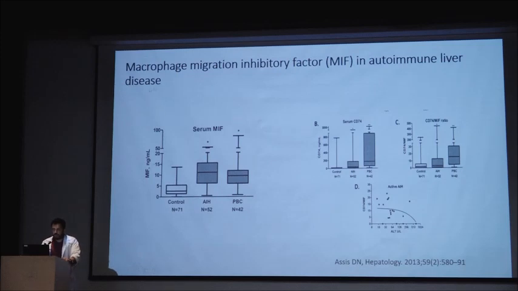shows the macrophage migratory inhibitory factor is higher in autoimmune hepatitis as compared to PBC, and CD74, which is basically an immunosuppressive marker, is higher in PBC. They were compared between the control versus autoimmune hepatitis and PBC, and CD74 levels were lower in autoimmune hepatitis as compared to primary biliary cholangitis.